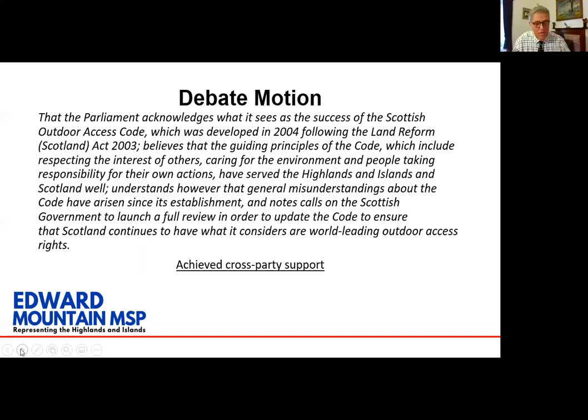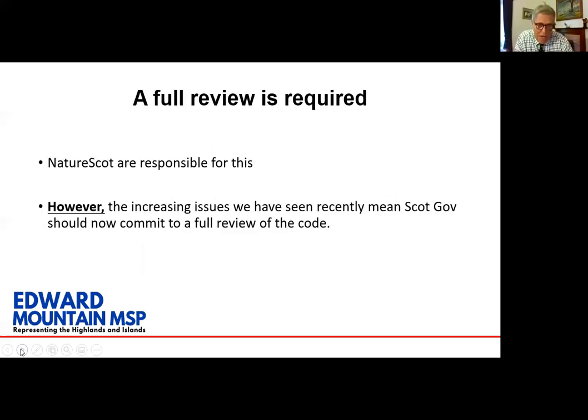That's why I think a full review of the Scottish Outdoor Access Code is required. Now, NatureScot are responsible for this. It is within their terms of reference. They have a responsibility to keep the code under review and to modify it from time to time. They have not done that as of yet.